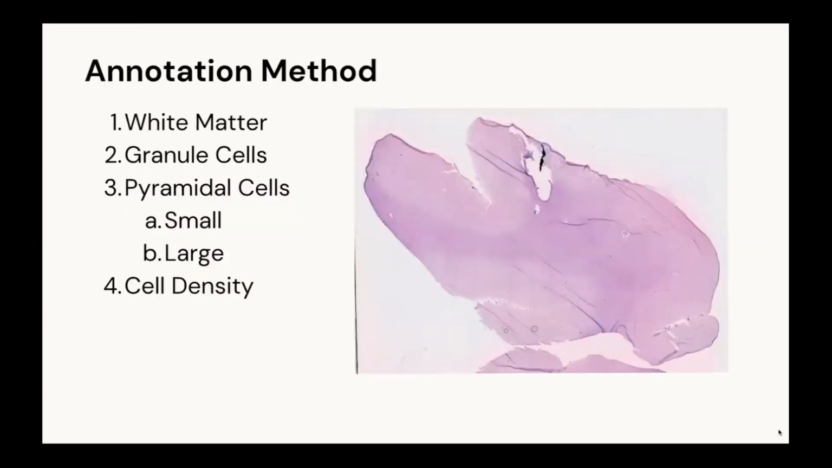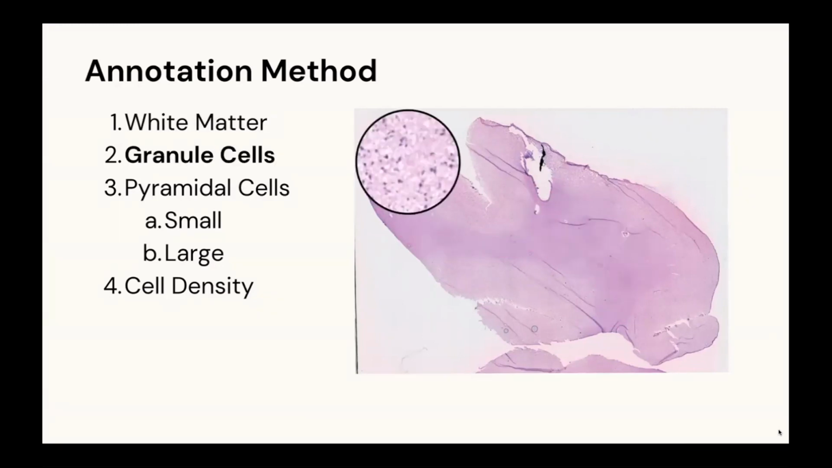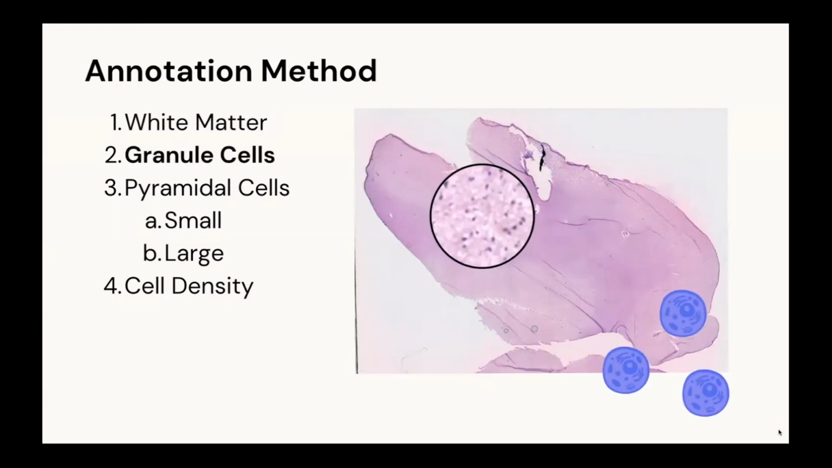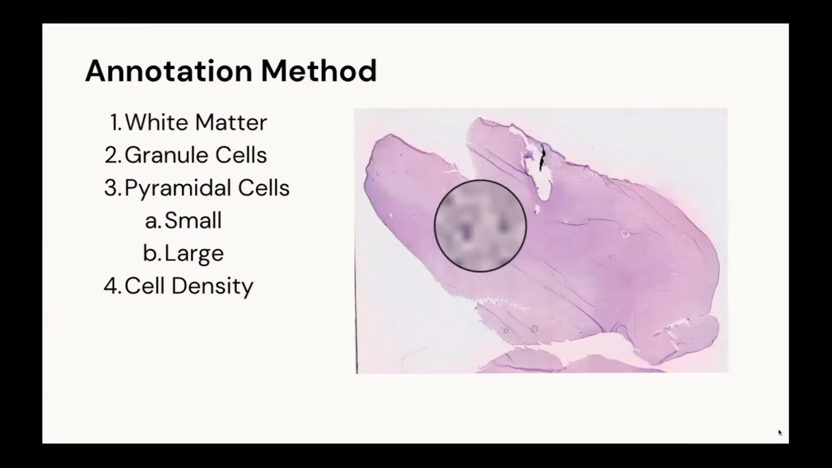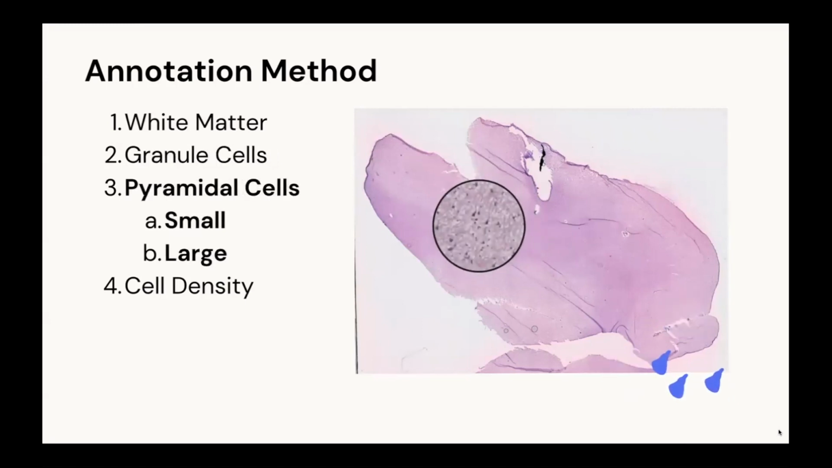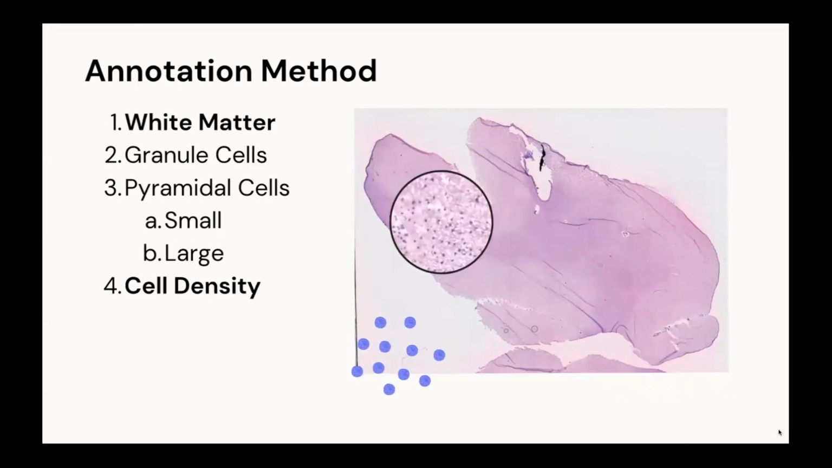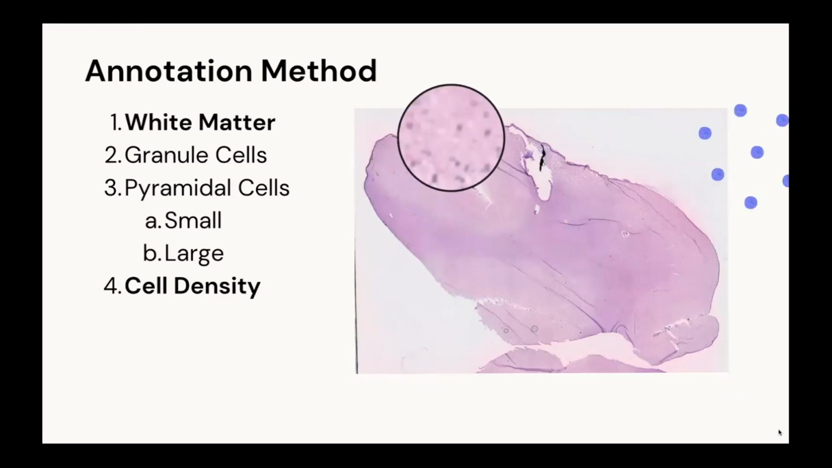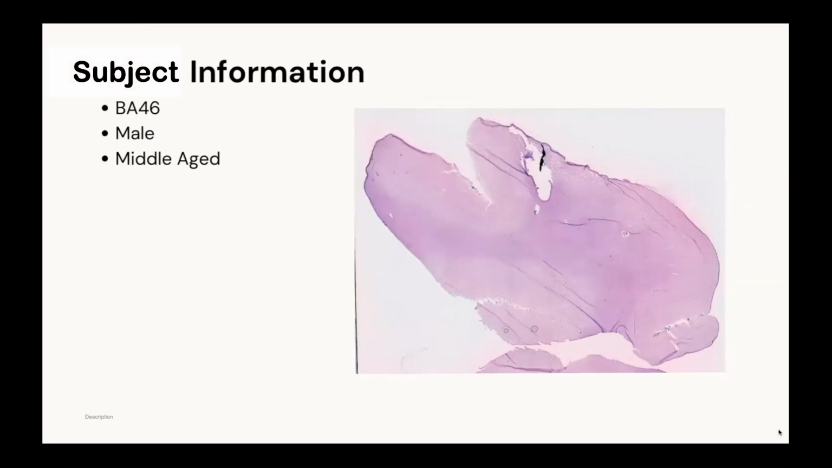The annotation method for any motor cortex tissue includes securing the white matter regions, identifying granule cells, identifying pyramidal cells, which can be small or large, and identifying the regions with different cell density. For example, today we'll be looking at how this method is used on a BA46 tissue sample for a middle-aged male.